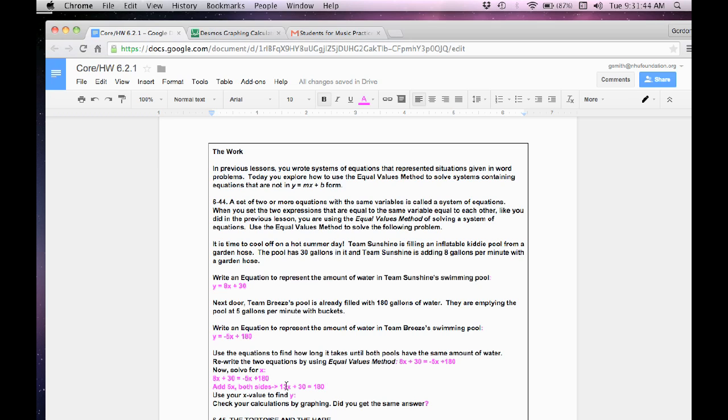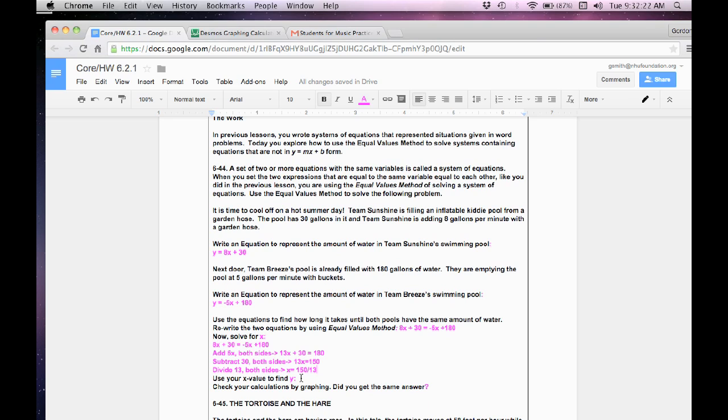And now all the x is on one side. Now we will subtract 30 from both sides. And that's going to get us 13x is equal to 150. So now we'll divide by 13. And what that will get us is x is equal to 150 divided by 13.